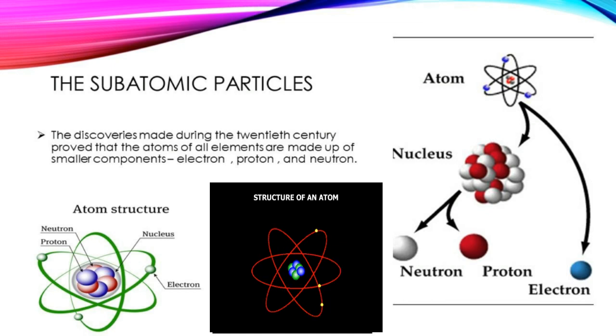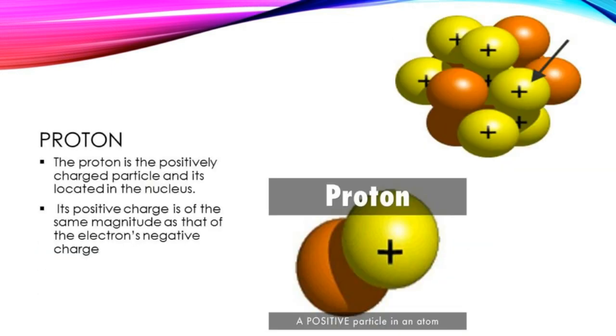So what are the subatomic particles? Electron, proton and neutron. So where are the neutron and proton? As we already know well, they are in the nucleus. Then the electrons are revolving around the nucleus in a specific orbit. Let's see the subatomic particles in detail.